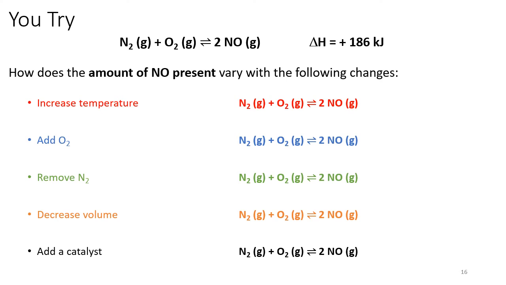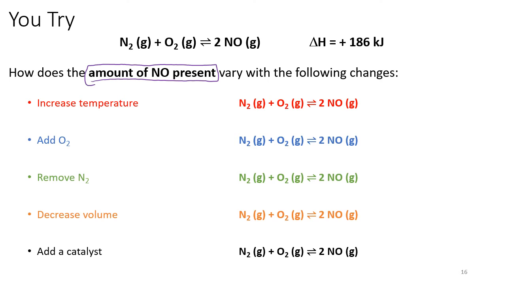Let's try a couple examples putting everything together. For the reaction, nitrogen gas plus oxygen gas forming 2 nitrogen monoxide gas, delta H for the reaction is positive 186 kilojoules. How does the amount of NO present vary with the following changes? So now we're saying, how does the amount of nitrogen monoxide present at equilibrium go up, go down, or not change when we do all the following? We impose these stresses on our system.